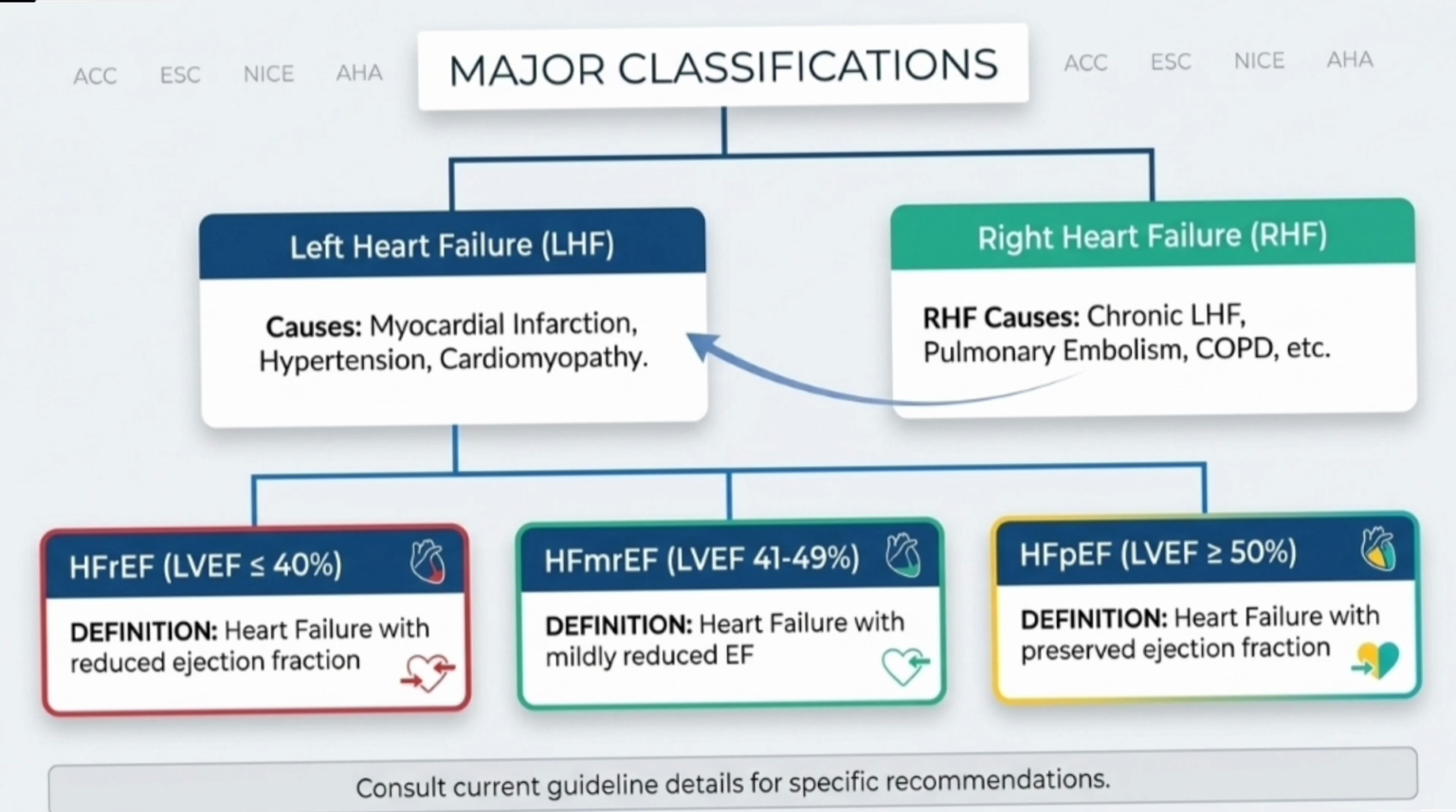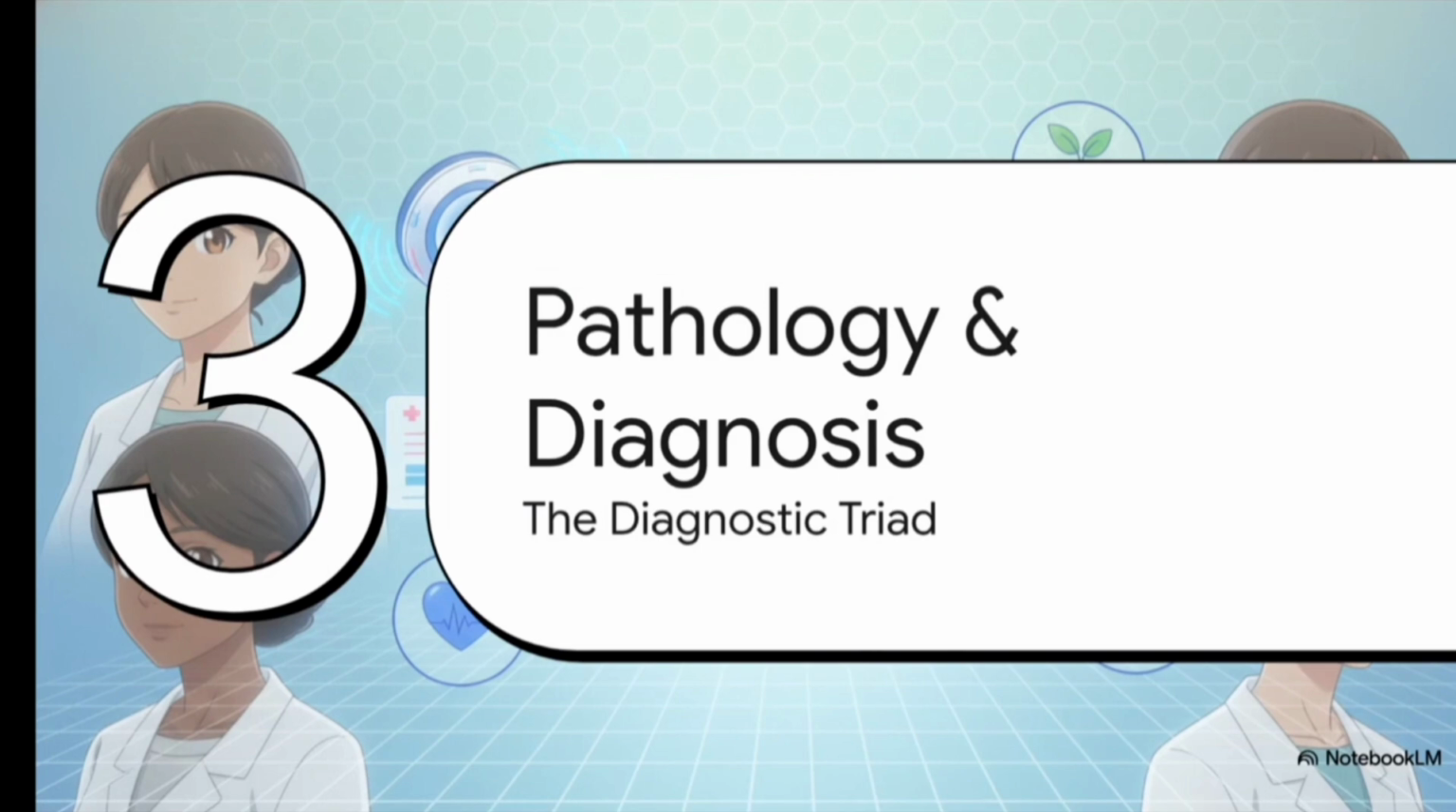This whole picture is essentially a clinician's mental map. When a patient walks in with symptoms, this is the exact rapid-fire pathway doctors navigate to categorize the disease and ultimately unlock the right treatments. Which brings us to part 4, pathology and diagnosis.